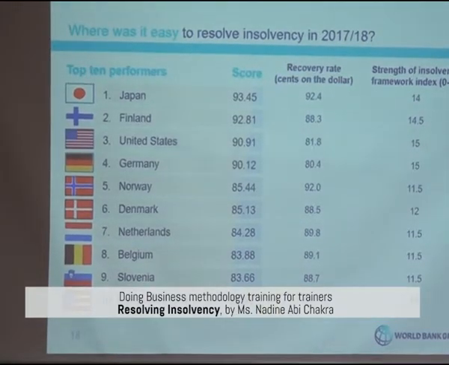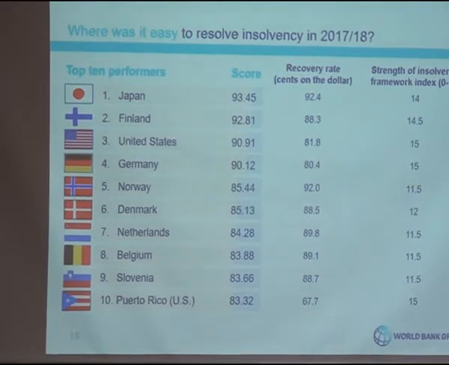What are the main findings in the Doing Business 2019 report? In this slide, we see the top 10 performers worldwide. We have Japan at the top of the list, followed by Finland, the United States, Germany, Norway, Denmark, Netherlands, Belgium, Slovenia, and Puerto Rico, US. On the right, we see for each of these economies the recovery rate, and we see, for example, that in Japan, a secure creditor would recover 92.4 cents for each dollar that it lent. Japan also has a score of 14 points on the Insolvency Framework Index, and that is out of 16.